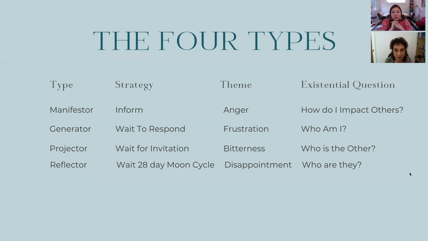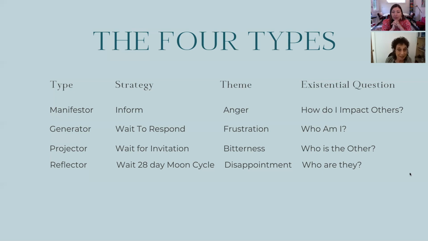And then each type has a theme: what is it that comes up for you when you are out of alignment? And then the last section for each is, what is it that you're curious about? What does this type want to know? What are they questioning? So as a manifestor, they are designed to initiate. We'll go a little bit more into detail with that in the slides, but just to give you the quick overview, manifestor is here to initiate, and they're an energy type.